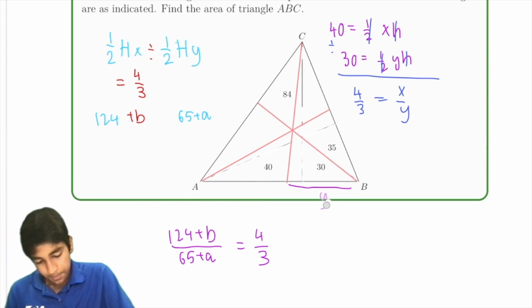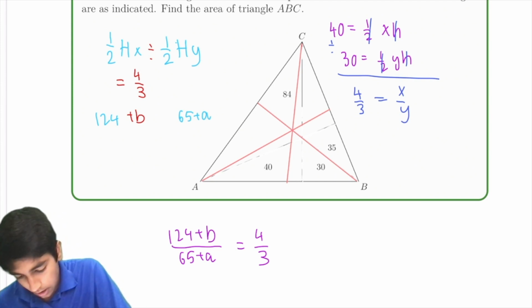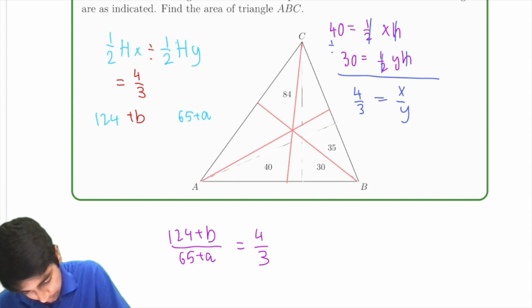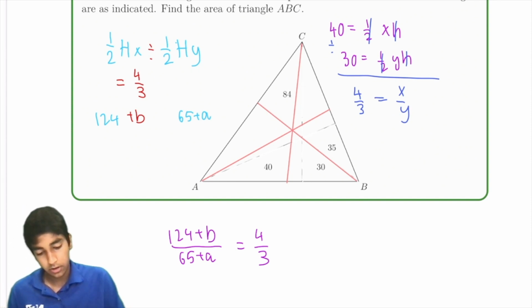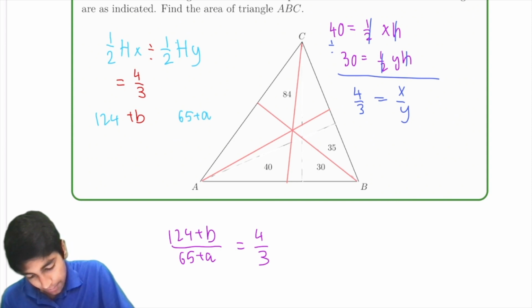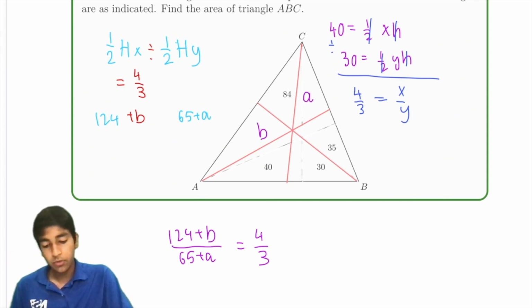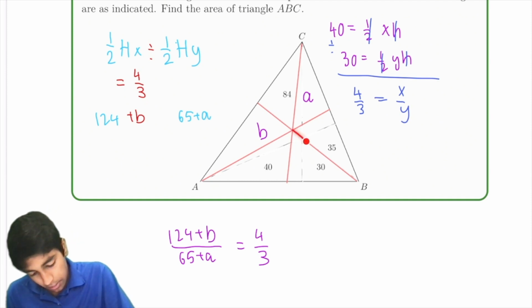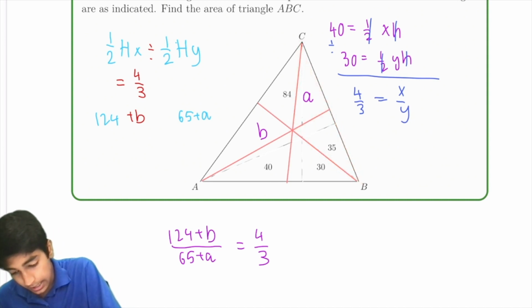Okay, so the key here is now what we can do is use the other sides of the triangle instead of the bottom two that we used earlier. So we had this is A, this is B. What we can do now is see that the ratio of the areas of this triangle to this triangle is 35 over A.